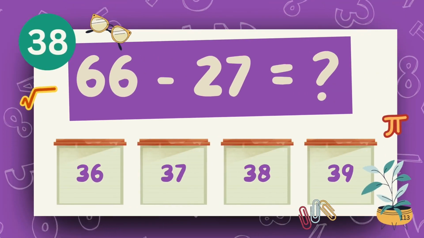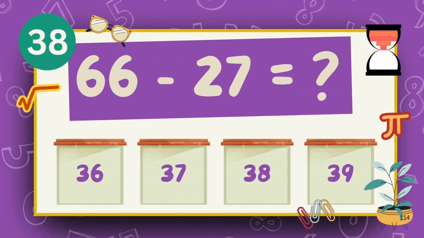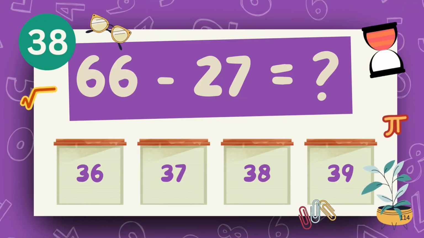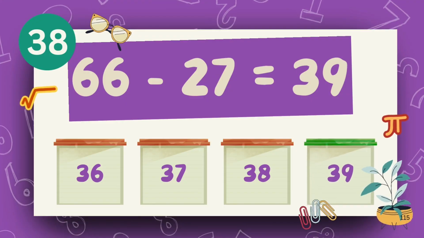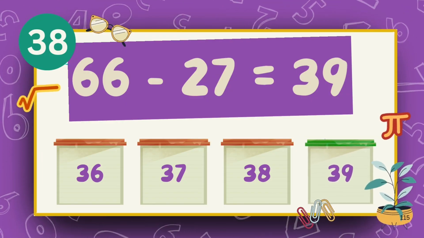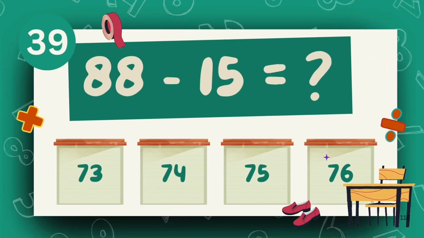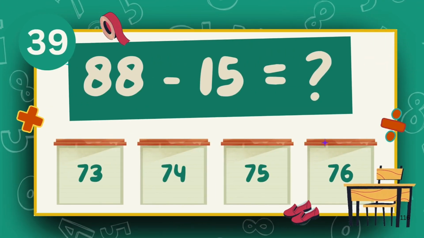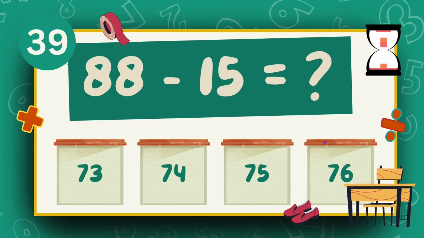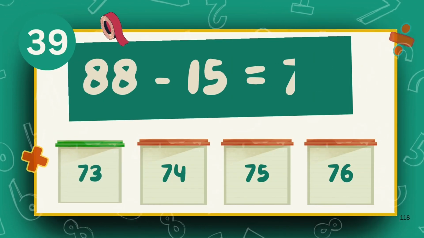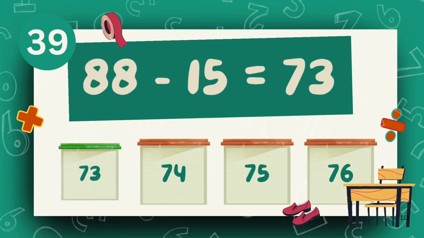What is 66 minus 27? The answer is 39. What is 88 minus 15? The answer is 73.